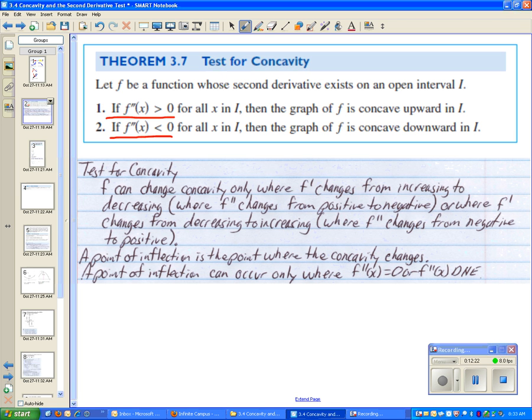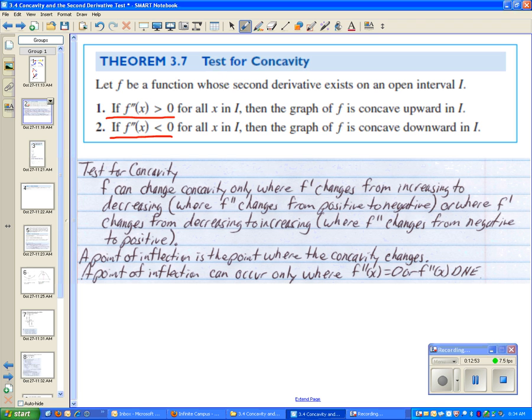Because if the second derivative is negative, that means the derivative is decreasing. And by definition, if the derivative is decreasing, that means the graph is concave downward. Okay? It's one of these nice situations where no matter which end you start at, it's always true. A statement and its converse are true. If it's concave up, the second derivative is positive. If the second derivative is positive, then it's concave up. So you don't have to really worry about starting one way and going the other.